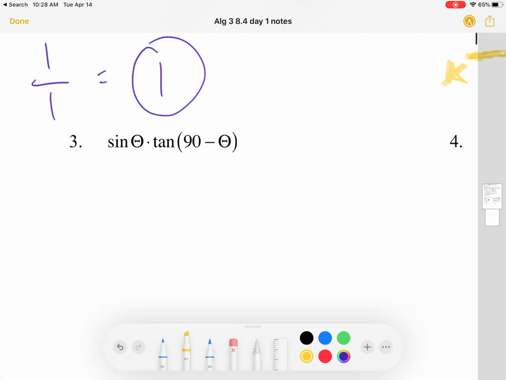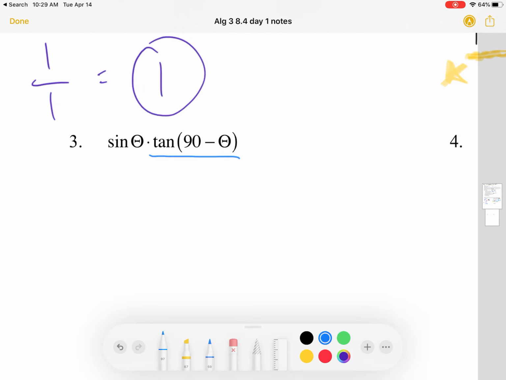Here we have sine of theta times tangent of 90 minus theta. Again, right away, you should be having something go off in your head. Ding, ding, ding, ding, ding. Why? Well, what we have here is a specific trig relationship. You should understand and you should notice right away. Again, I don't expect you to memorize what it actually says, but you should notice that this is on your trig sheet. So on your trig identity sheet, what does that simplify down to?